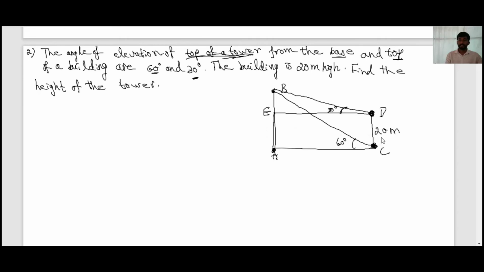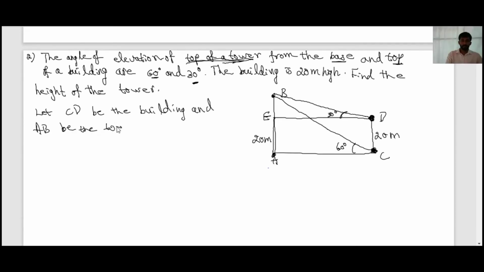So CD is equal to 20 meter. That implies AE also is equal to 20 meter by the property of the rectangle. Okay, so here I'll write, let CD be the building and AB be the tower. CD is equal to AE, opposite sides of the rectangle are equal, 20 meter.